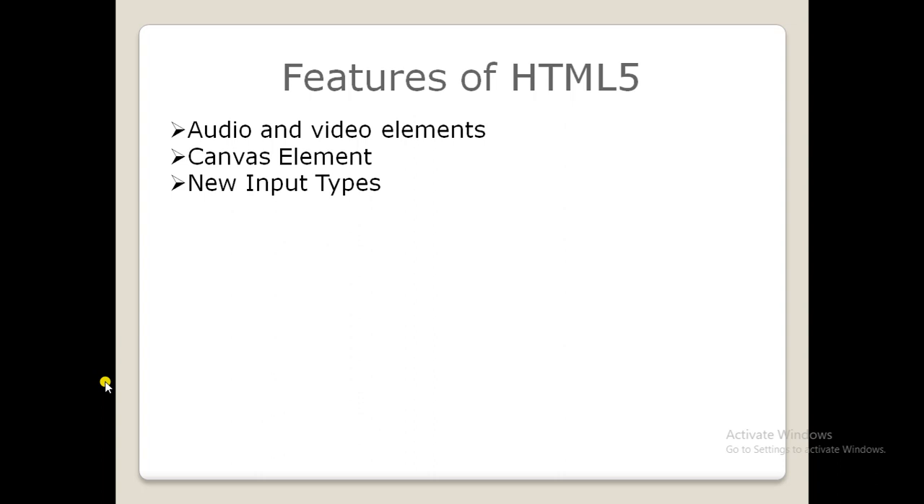Next new feature of HTML5 is new input types. HTML5 provides many input types such as date, color, email, number, and so on to simplify the designer's task. So you can easily use these input types directly to simplify your task. So these are the three features of HTML5.